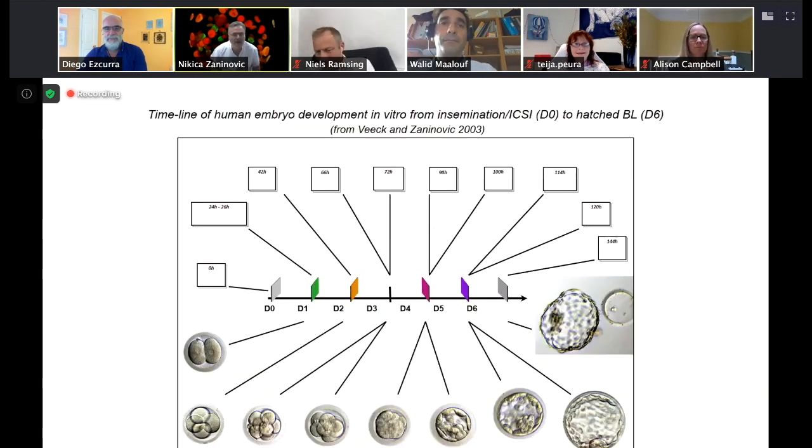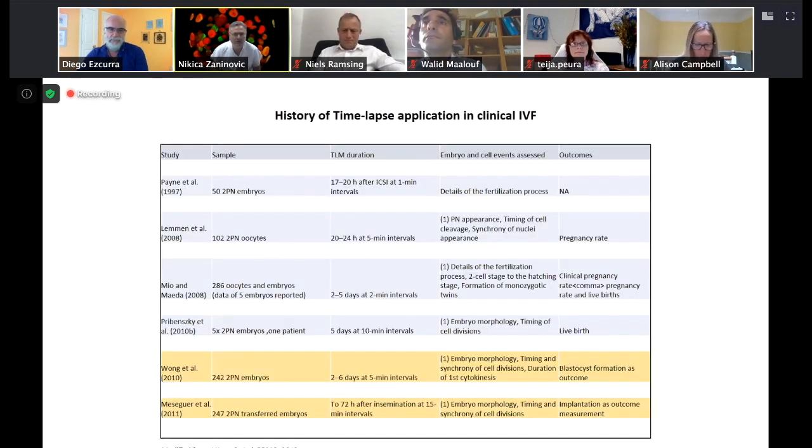So, going back to just talking about the timing of embryo development without time-lapse. It's important to know that there are certain parameters that we want to observe before we use embryos for transfer. A little bit about the history of time-lapse.